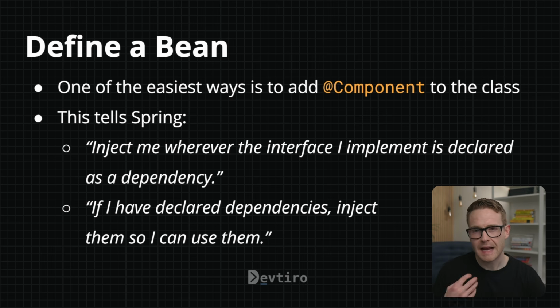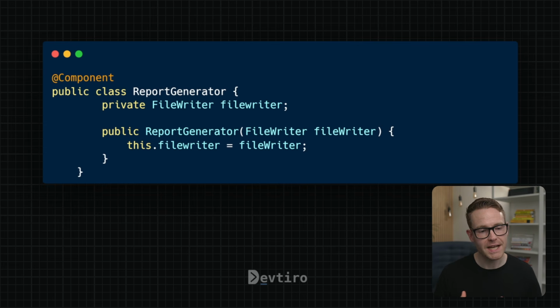So how do we declare a dependency? Well, we've already seen how we do that. Here we are back in our report generator class, and if we look at the constructor, we have declared a dependency of file writer. Or put another way, in order to declare a dependency, we must specify it as an argument to the constructor.